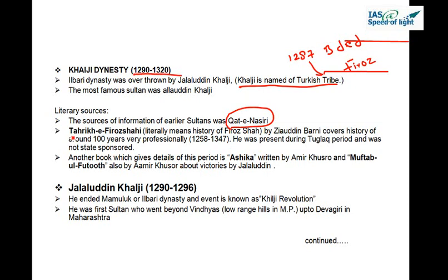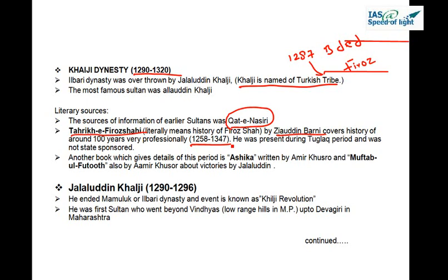Another book, Tarikh-e-Firozshahi, which actually means the history of Firoz Shah, was written by Ziauddin Barani. It covers the history of around 100 years very professionally, between 1258 AD and 1347 AD. He was present during the Tughlaqs, and he was not state sponsored. So that is how we say it is reliable: if the writer is not state sponsored, he is supposed to write the truth.